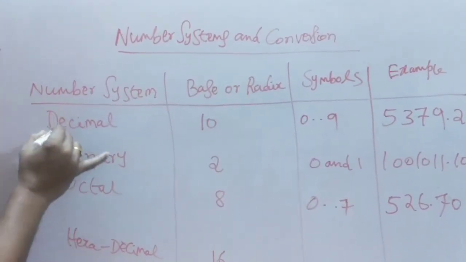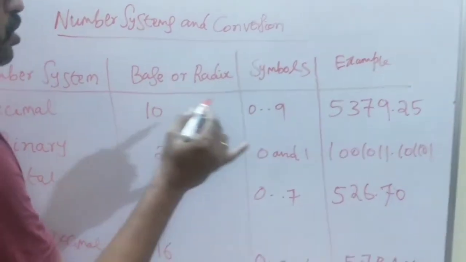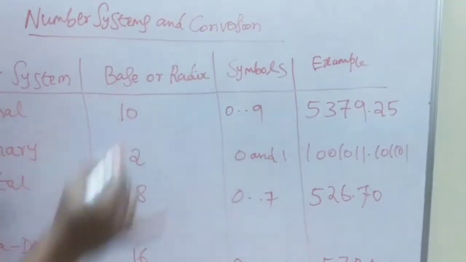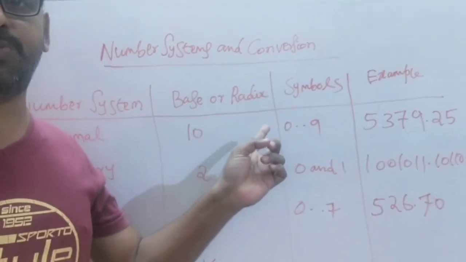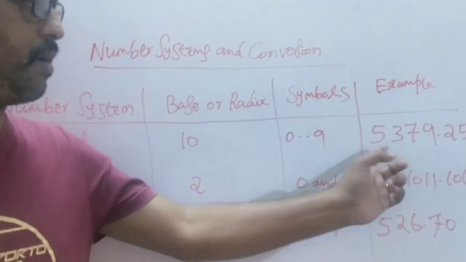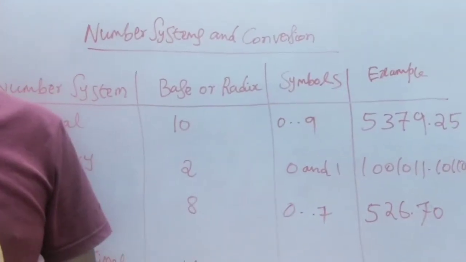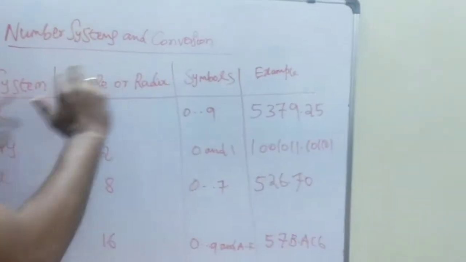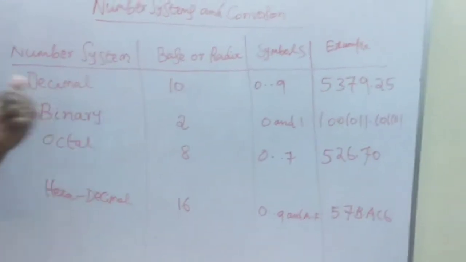For example, the decimal number system uses base 10, so 10 different symbols are used by the decimal number system, ranging from 0 to 9. Which means in the decimal number system numbers are formed from combinations of 0 to 9. You can see the example, 5379.25. You can form any number using the combination of these 10 digits or 10 symbols, 0 to 9.